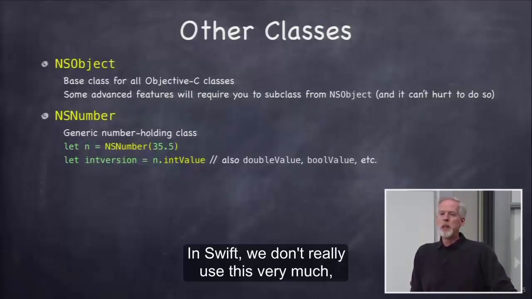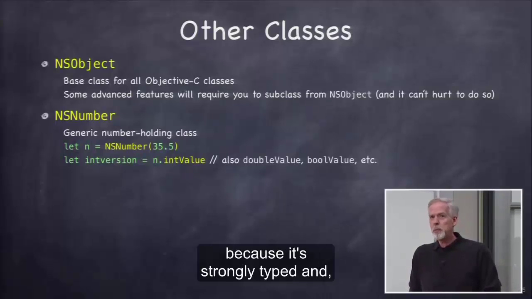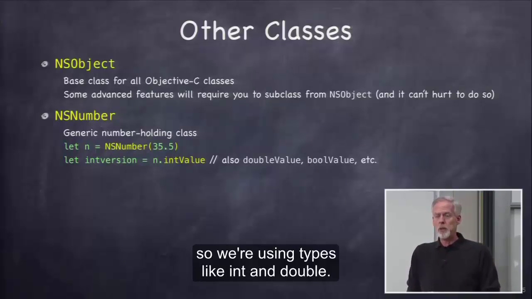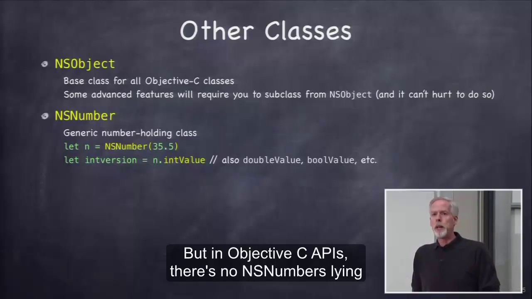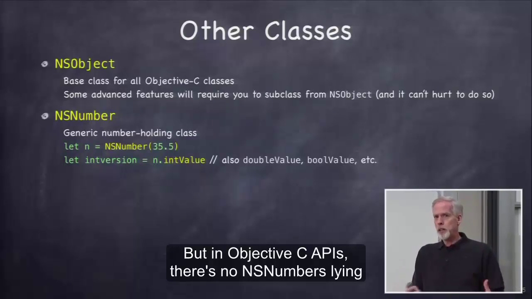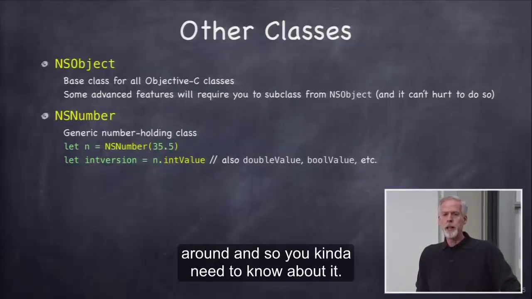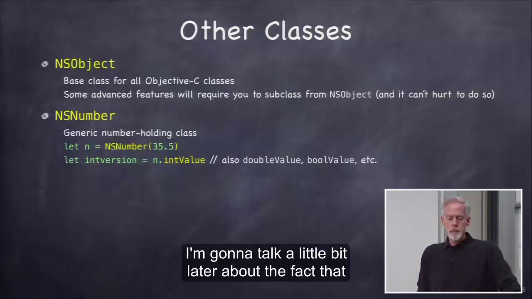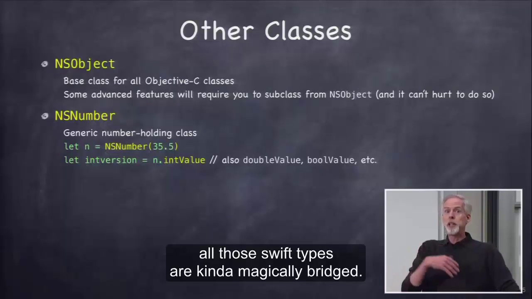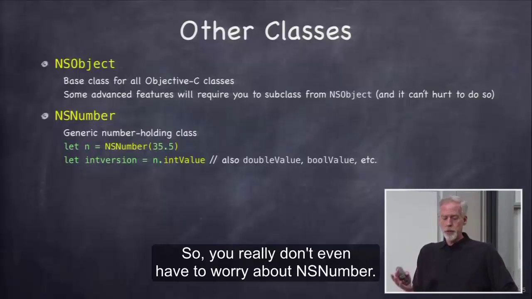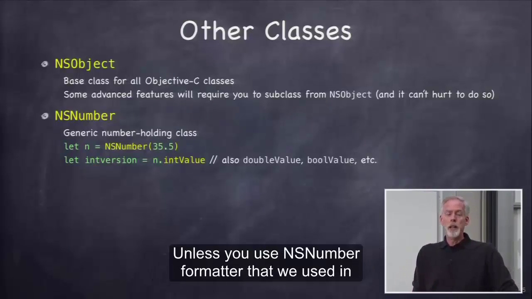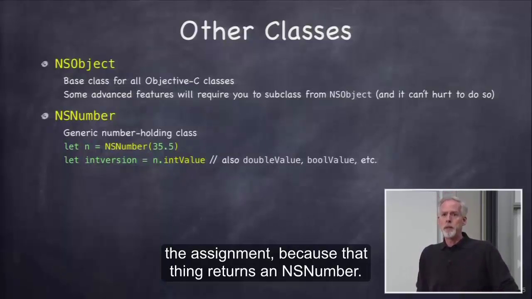In Swift, we don't really use this very much because it's strongly typed, and so we're using types like Int and Double. But in Objective-C APIs, there are NSNumbers lying around, and so you kind of need to know about it. I'm going to talk a little bit later about the fact that all those Swift types, those Ints and Doubles, are kind of magically bridged to NSNumber. So you really don't even have to worry about NSNumber.